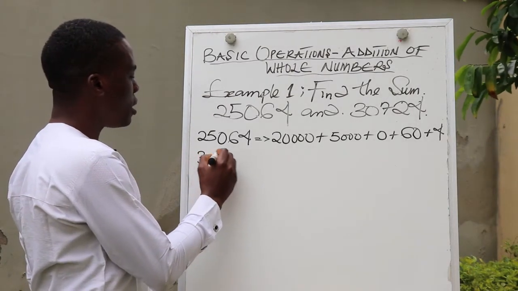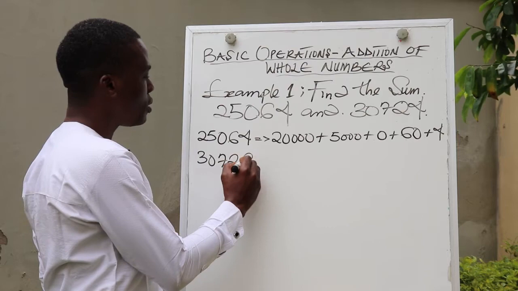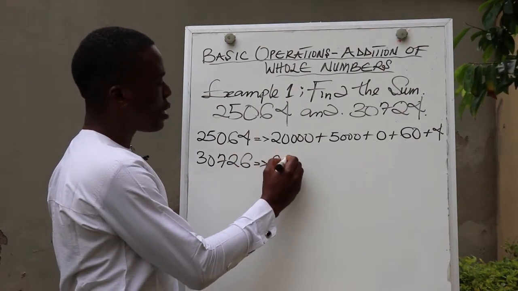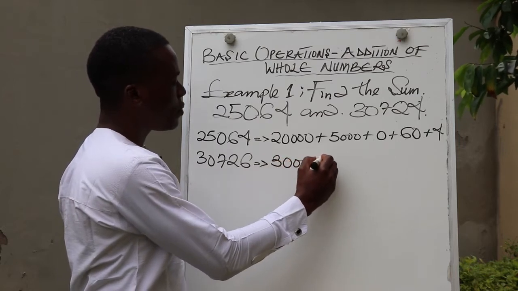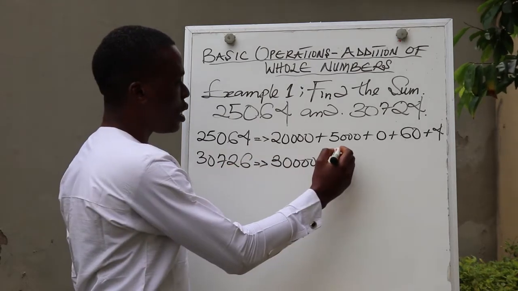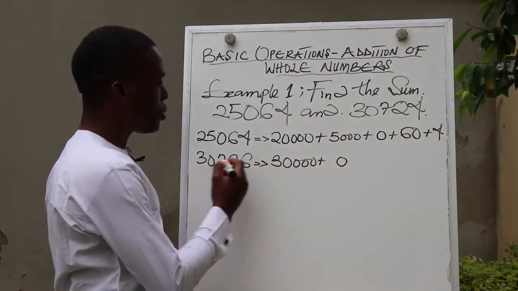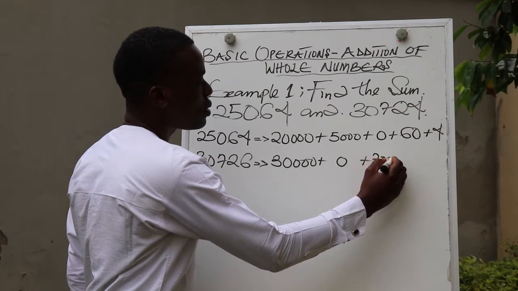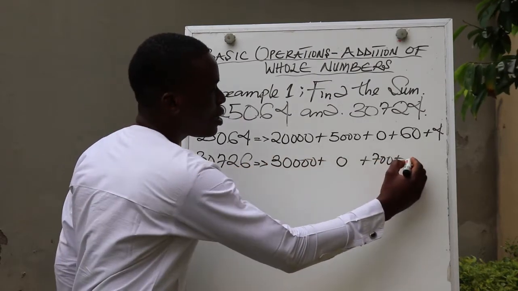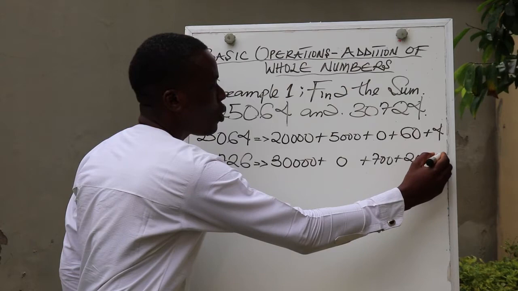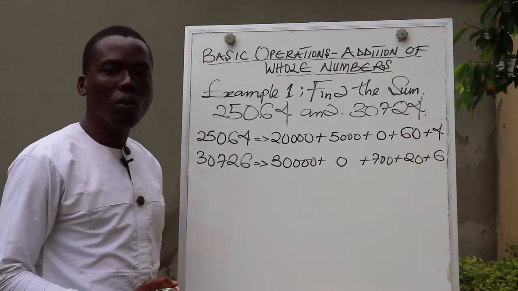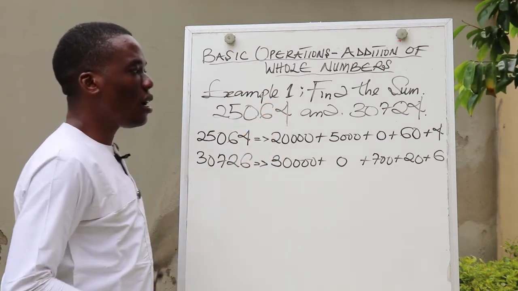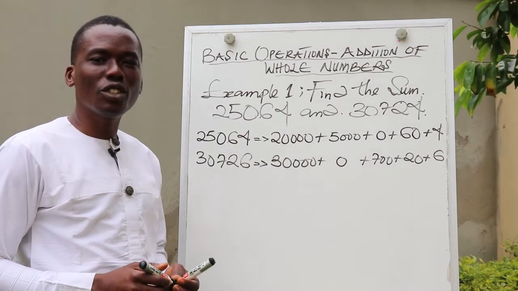The next number is 30726. Now 30726 will give me what? 30,000 plus a 0, which is in the thousand, plus the 700 plus the 20, which is in the tens, then plus the 6, which is in the unit.